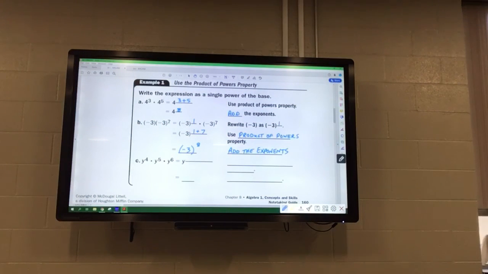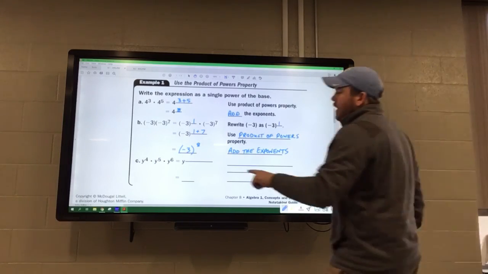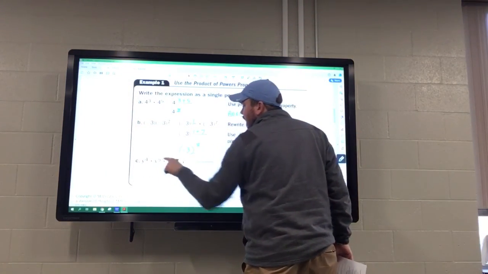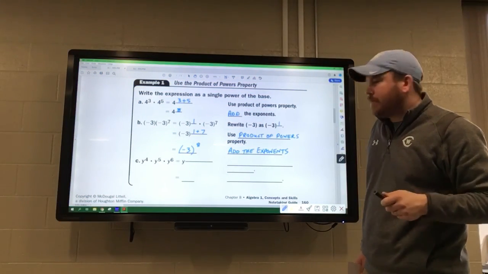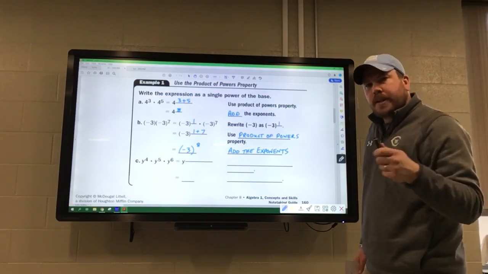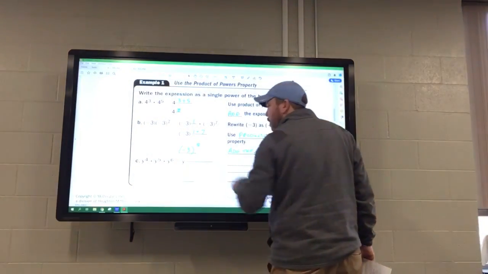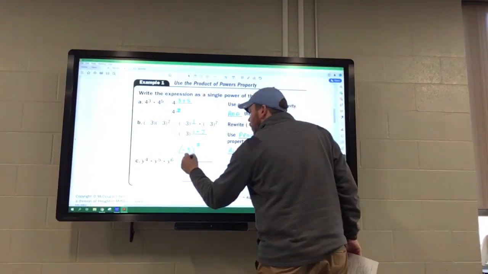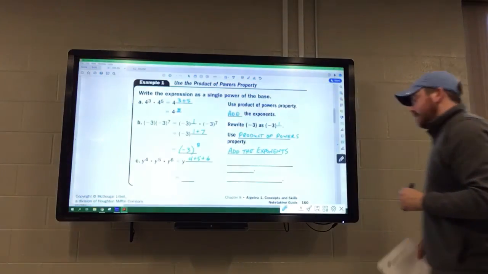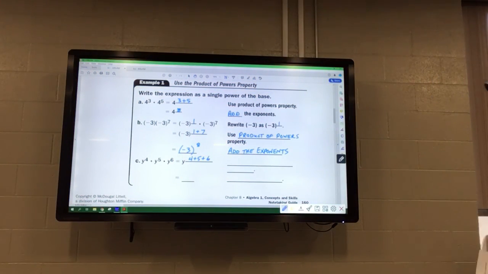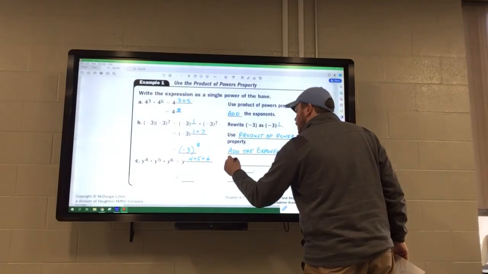Now this property also holds true if we're multiplying more than two powers together. In this case, we're multiplying y to the 4th times y to the 5th times y to the 6th. They are all powers with the same base. So we're going to keep our base of y, and we are going to add all of the exponents. We did that by using the product of powers property.